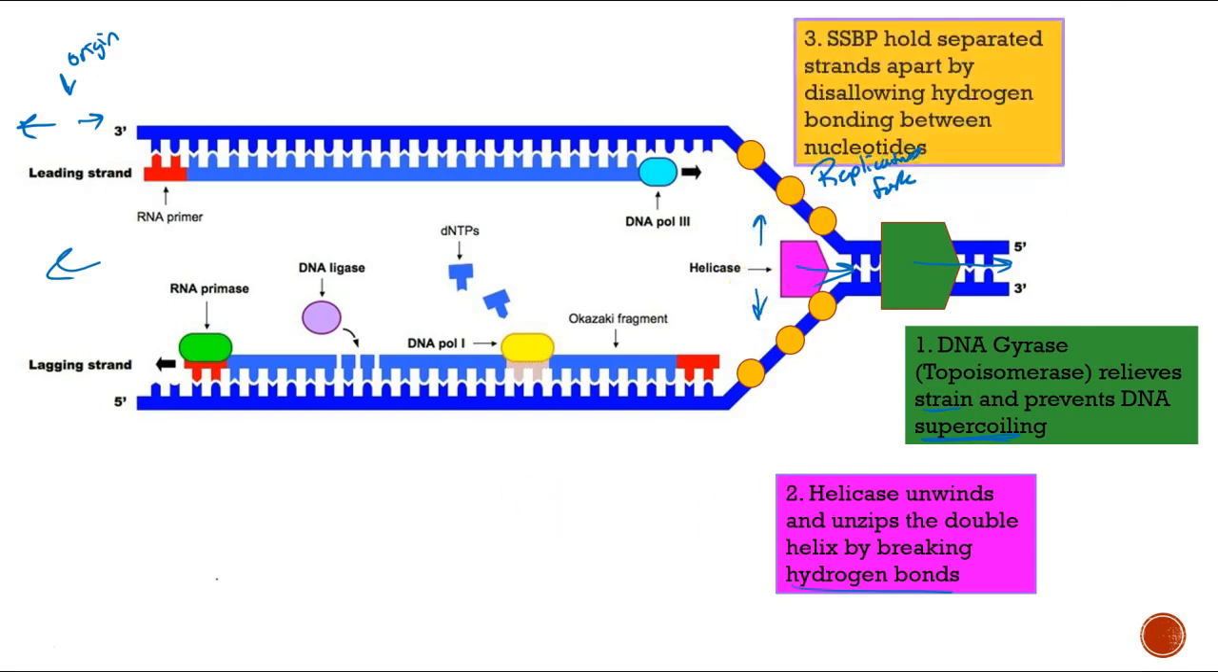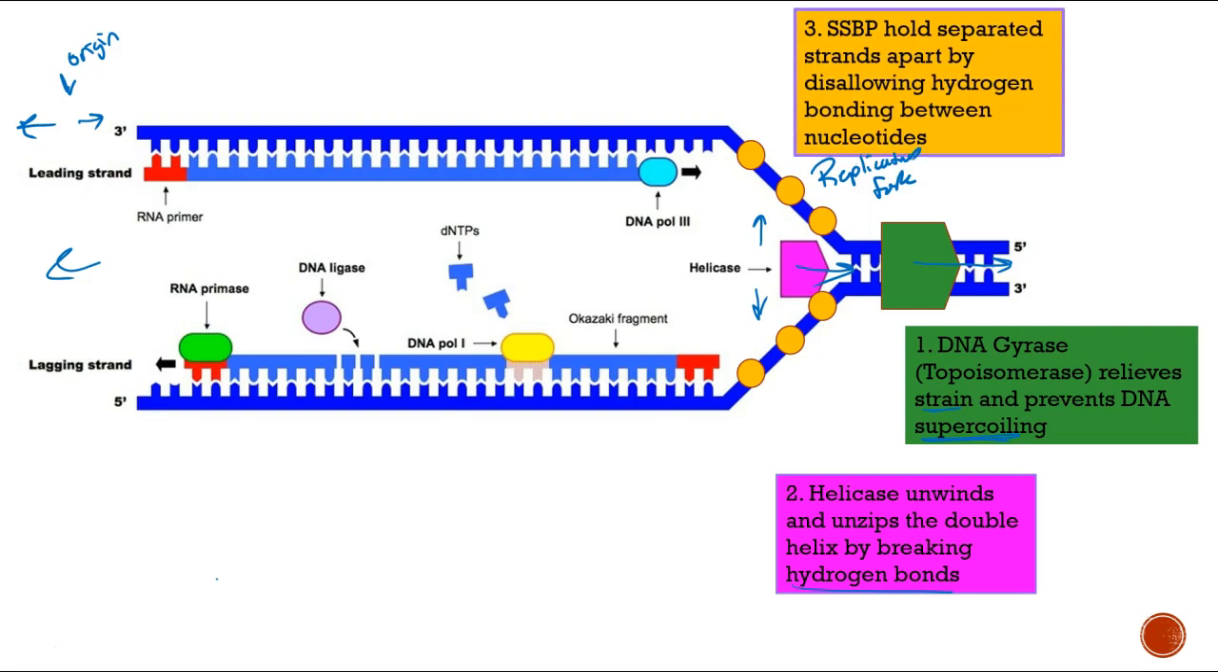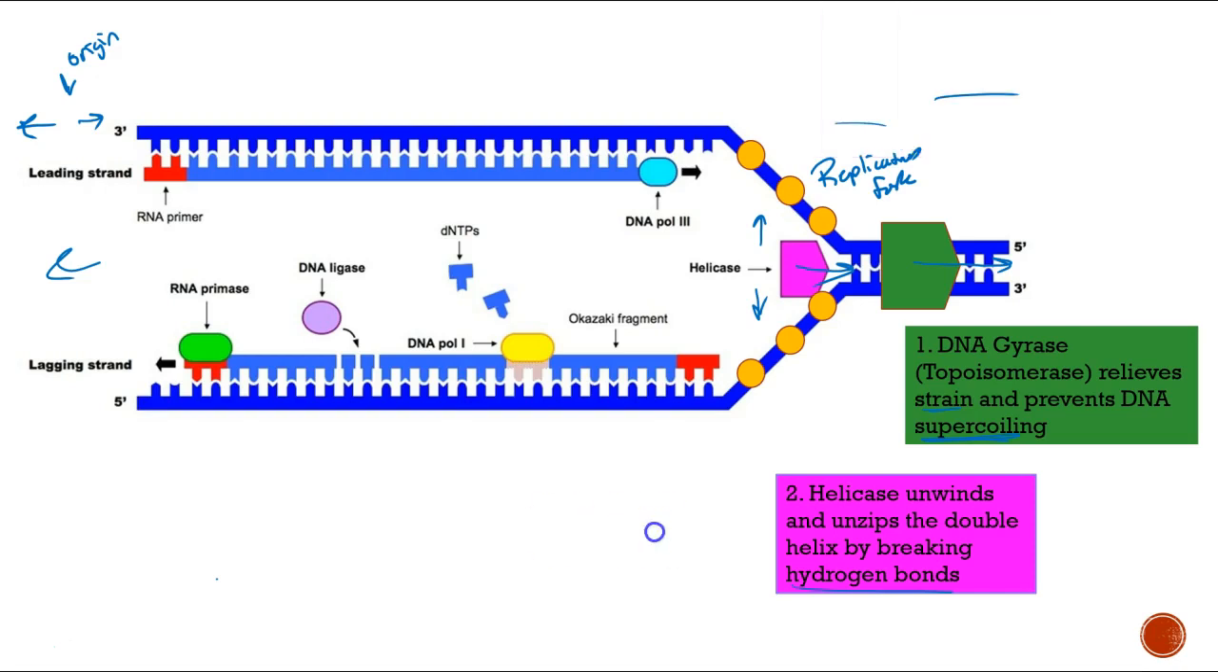Okay? After the DNA double helix is unzipped, or after the replication fork is opened up, the single strand binding proteins are going to keep the hydrogen bonds from forming. And that's going to prevent the hydrogen bonds from reforming, and it's going to allow the replication fork to stay open.